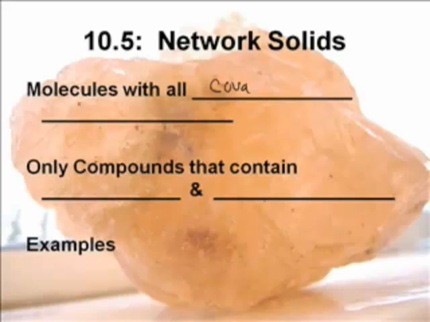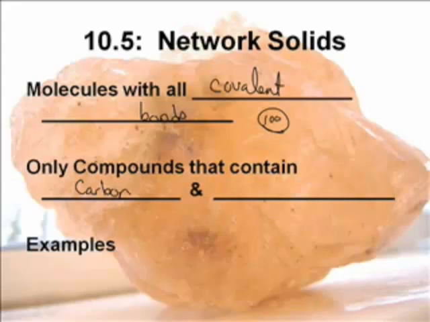In a network solid, it's a molecule that has all covalent bonds. Now, an interesting thing about this, as we've talked about, is that covalent bonds are the strongest of all bonds. They have a strength of 100. And this only applies to two varieties of elements: carbon and silicon. Sorry, not sulfur.